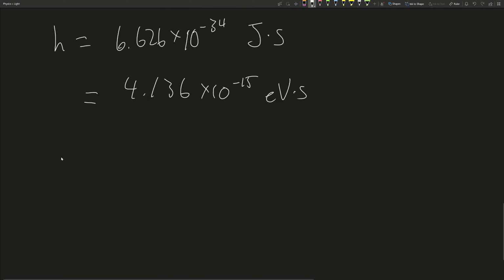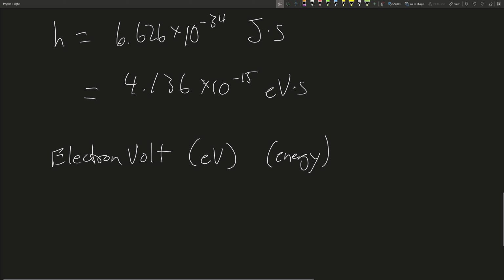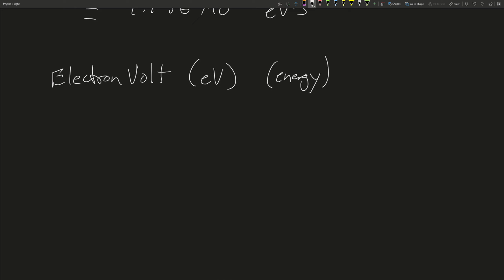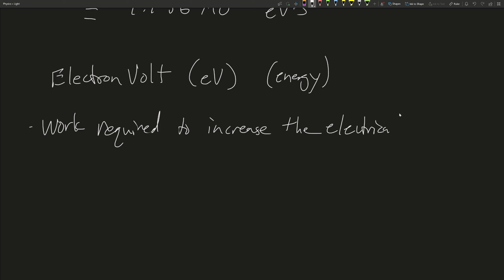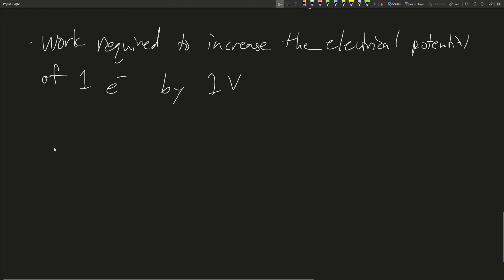Now an electron volt, denoted eV, is a unit of energy. So this is energy. It's like the joule, a unit of energy, but it's different from the joule. It's much smaller. 1 electron volt is defined as the work required to increase the electrical potential of 1 electron by 1 volt. Okay, now if you remember that electrical potential, voltage, is equal to energy divided by charge.